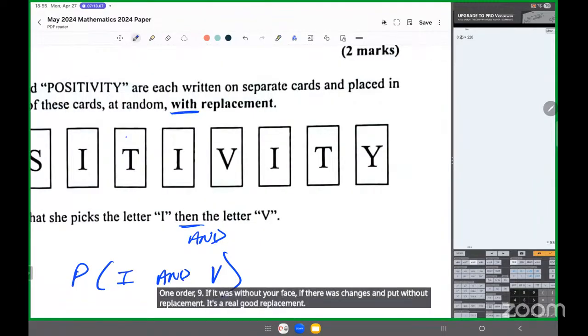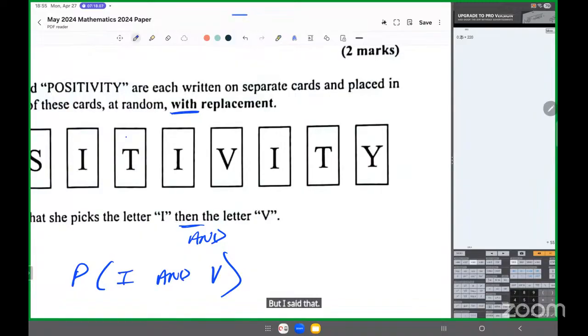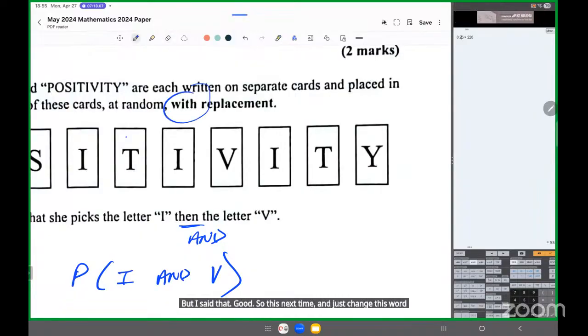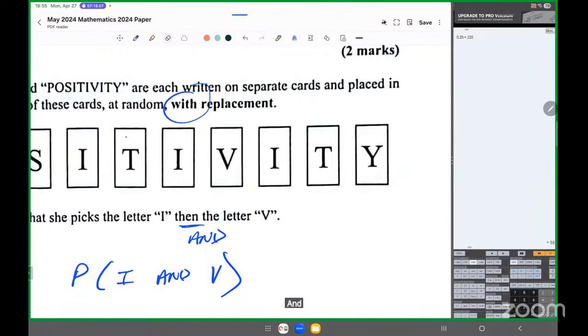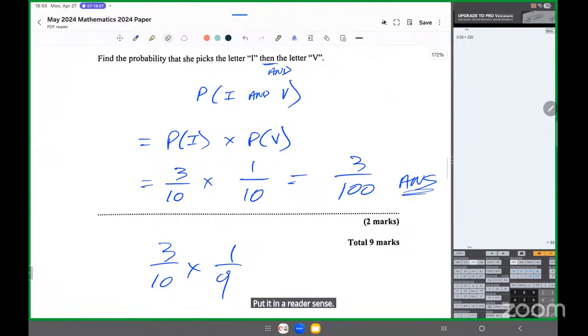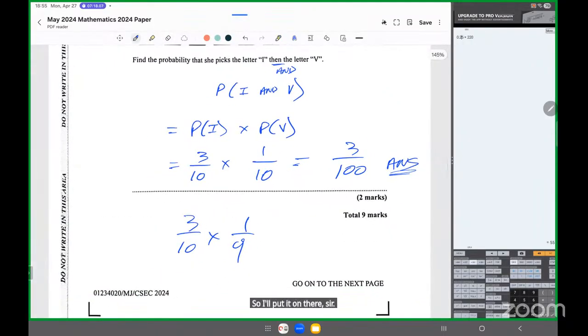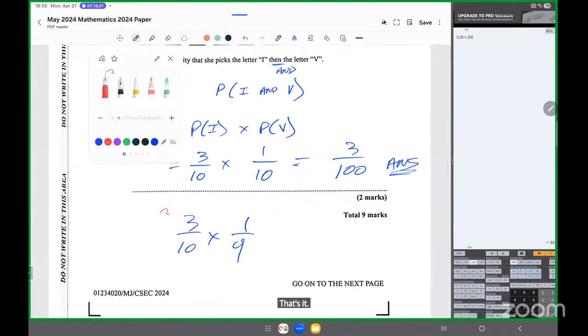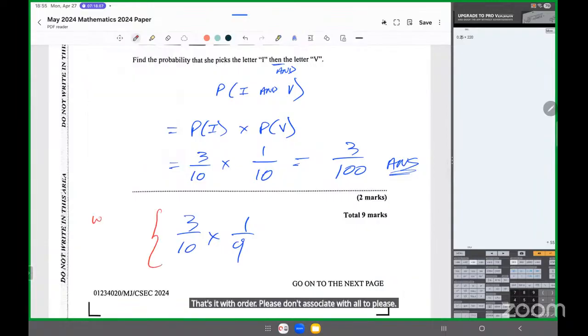If it was without replacement, they would just change the wording and put without replacement instead of with replacement. Do you understand that? Good. So you can set a question like this next time and just change this word to without, and that's how you change it. Just imagine it in a real sense. So it's without replacement.